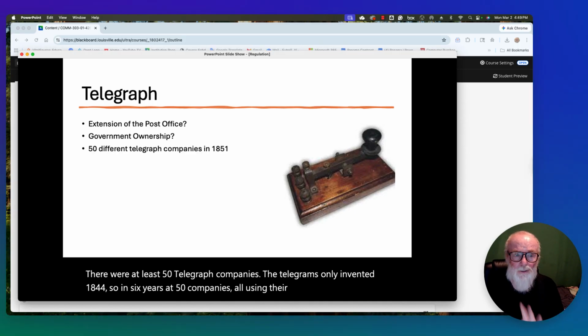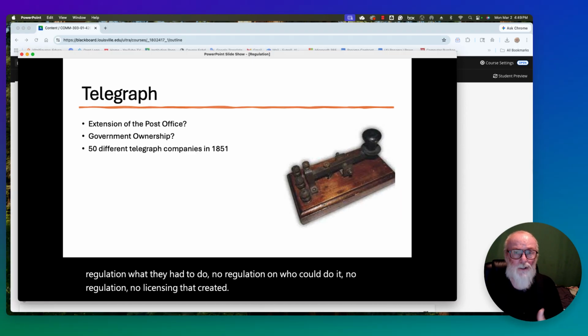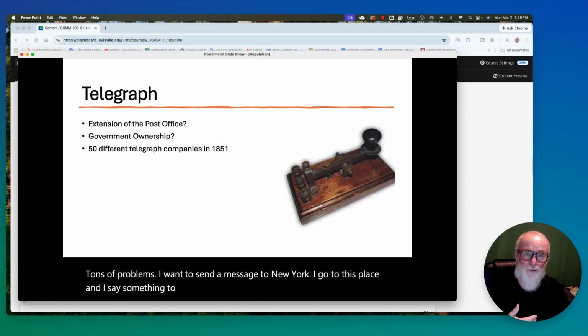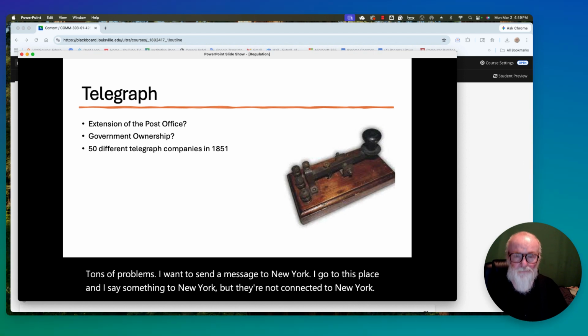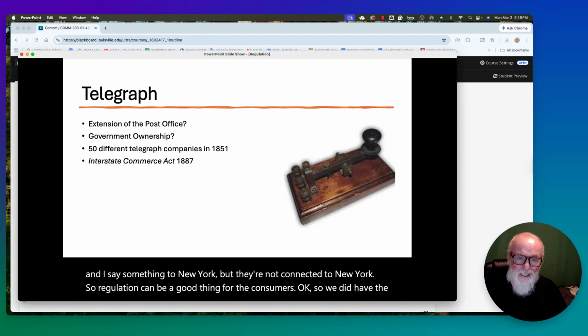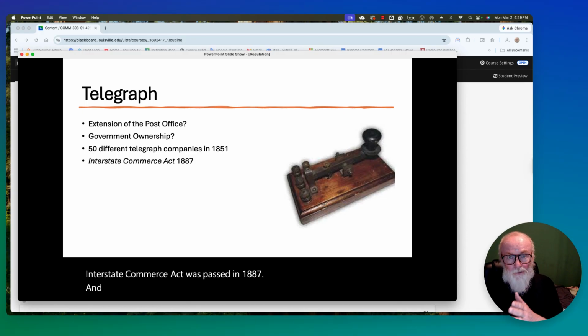No regulation on what they had to do. No regulation on who could do it. No regulation, no licensing. That created tons of problems. I want to send a message to New York. I go to this place and I say something to New York, but they're not connected to New York. So regulation can be a good thing for the consumers, okay? So we did have the Interstate Commerce Act, which was passed in 1887. And like I said, the telephone became part of that. The telegraph did as well.